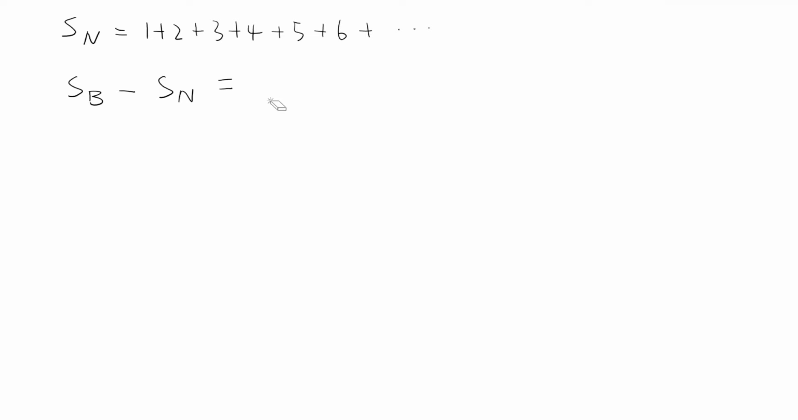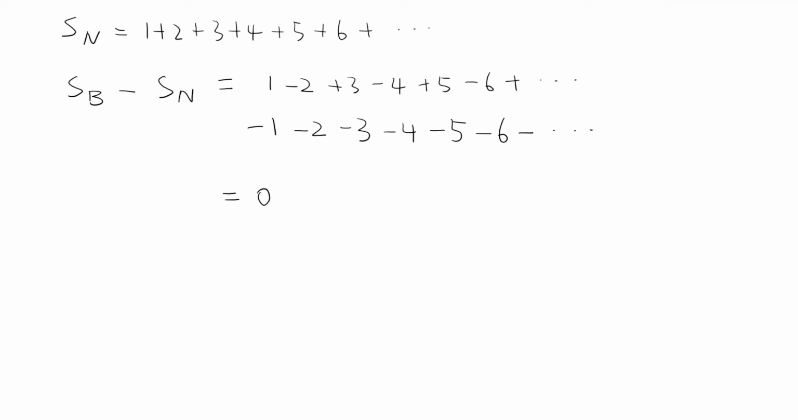Instead of doing the brackets, let's just line up everything. So 1 minus 2 plus 3 minus 4 plus 5 minus 6 plus dot dot dot, and we are subtracting S sub N. So we are subtracting every single natural number like this. If we do the sum vertically, 1 minus 1 is 0, minus 2, then minus 2, so minus 4, plus 3, minus 3 is 0, minus 8, 0, minus 12, then the next one is plus 7, minus 7, so that's another 0.